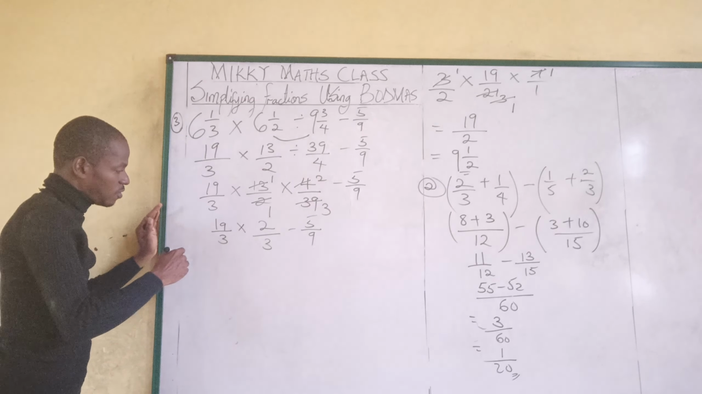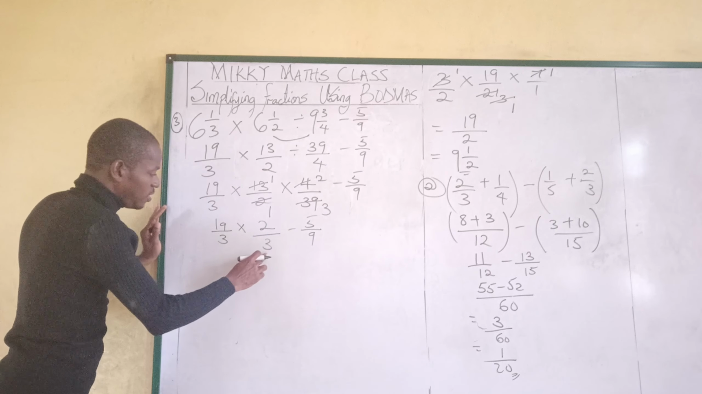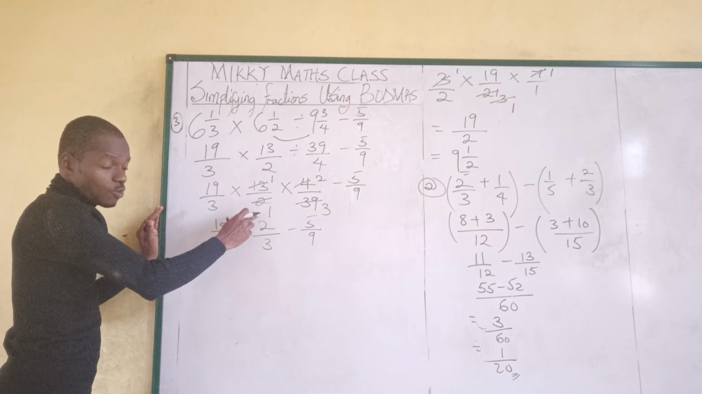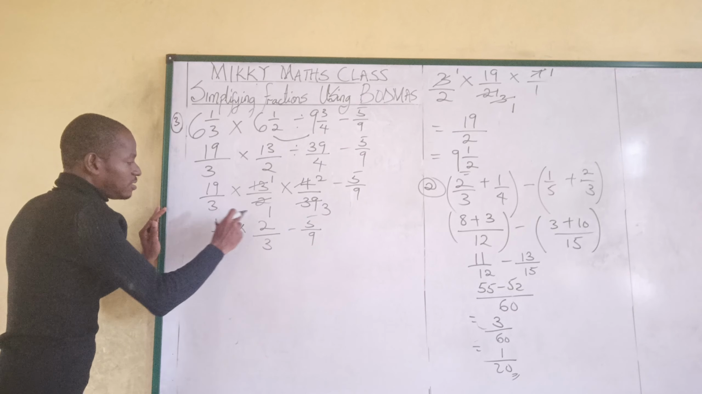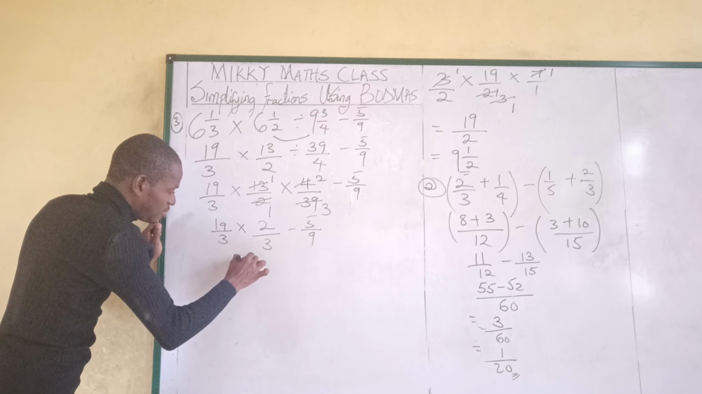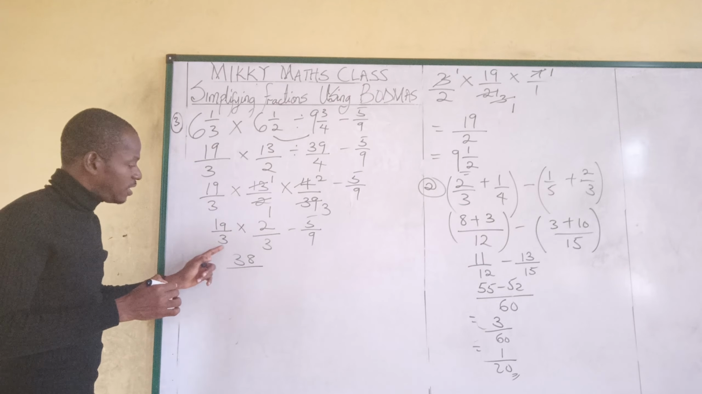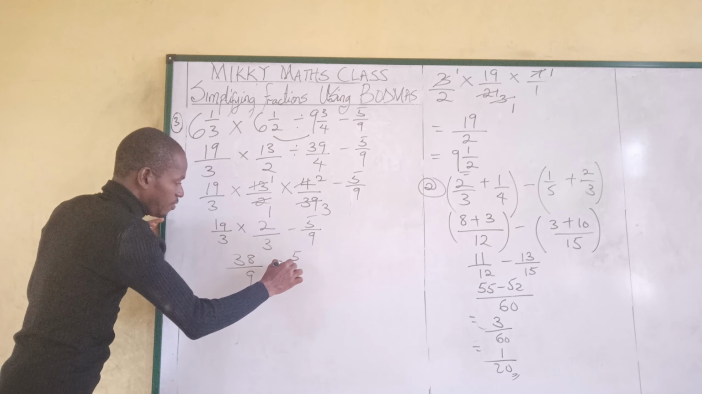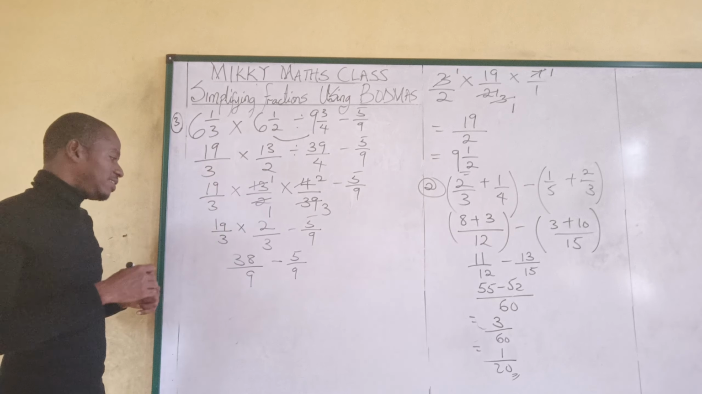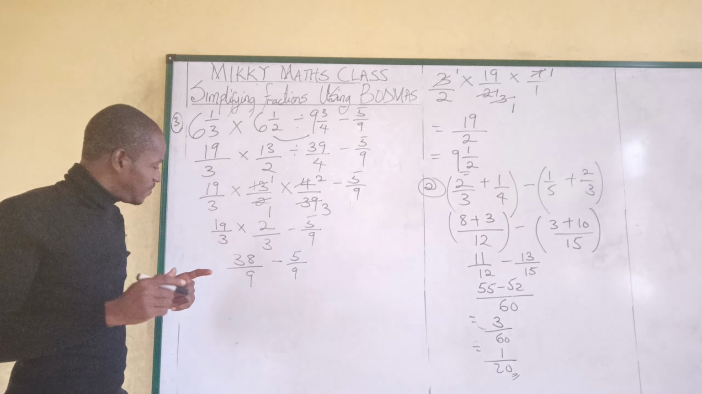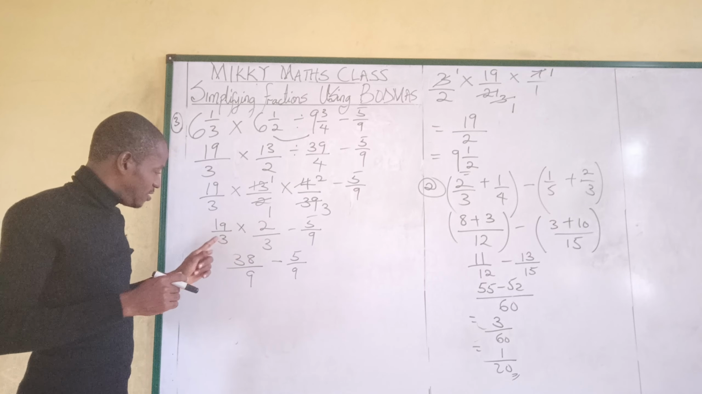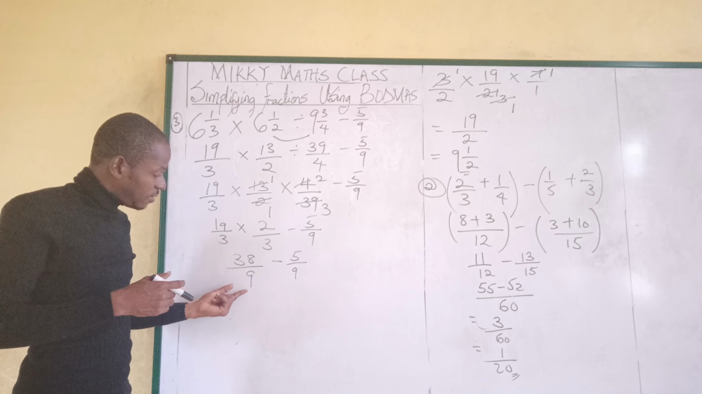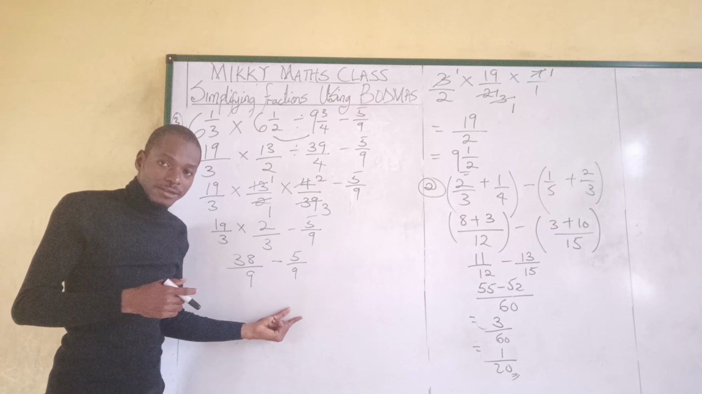So this becomes 19 over 3 times 2 over 3 minus this. 19 times 2, that's 38, all over 3 times 3 is 9, minus 5 over 9. 19 times 2, 38. 3 times 3, 9. So this is 38 over 9 minus 5 over 9.